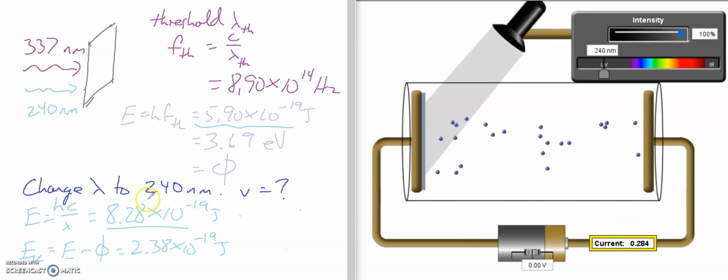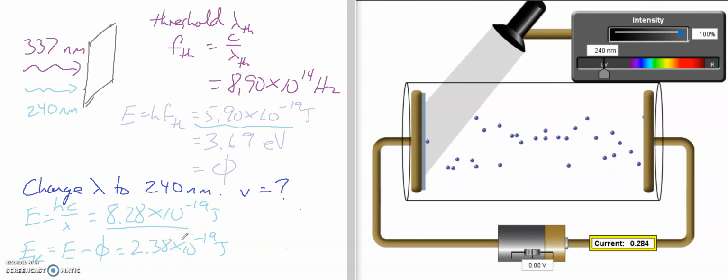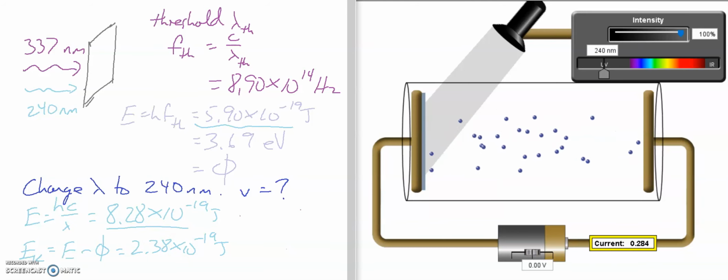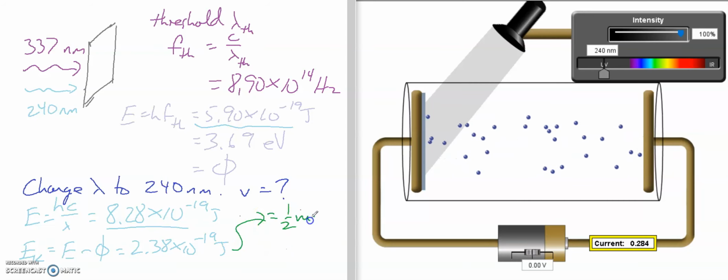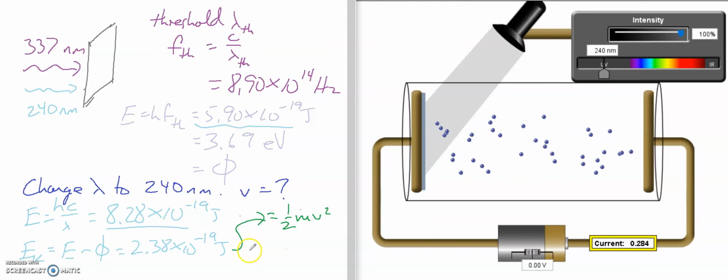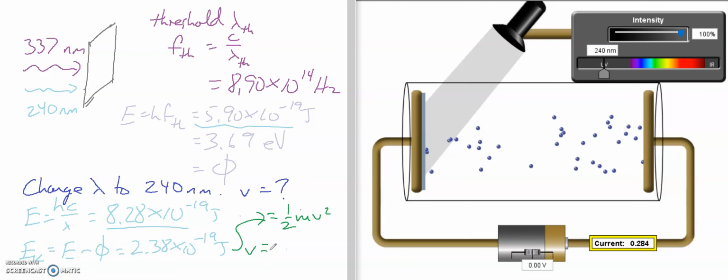So the photon came in with 8.28, 5.9 went to the work function to pay off the material, and then the electron was left with 2.38 times 10 to the negative 19 joules. Now that I have that, I can find out how fast it's going, because that's just the kinetic energy. So I can make that equal to good old 1/2 mv squared for the electron, the basic kinetic energy, and then I can solve for how fast. This would be like the maximum speed possible for the electrons.